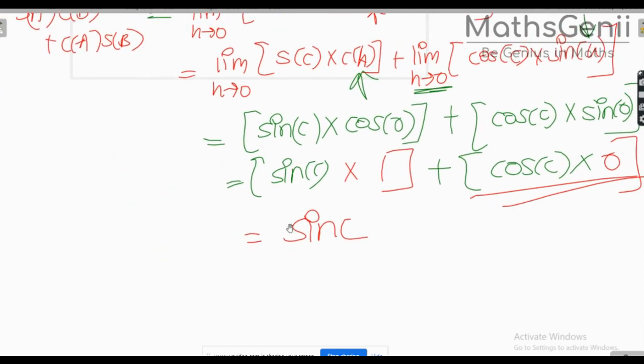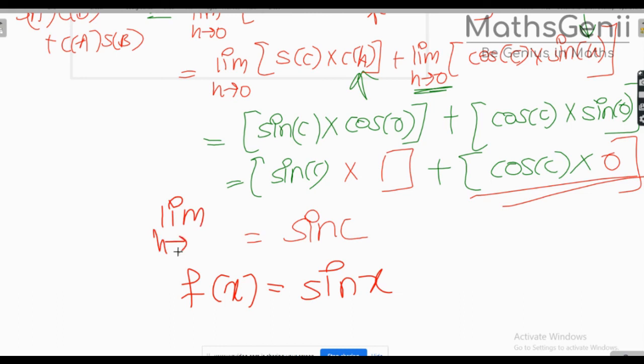And this is one part, okay? And what is f of c? This was your f of x. Sin x was your f of x. By the way, this was your answer of limit, right? Limit h tends to 0, x tends to c. So the original function was actually limit x tends to c, f of x.